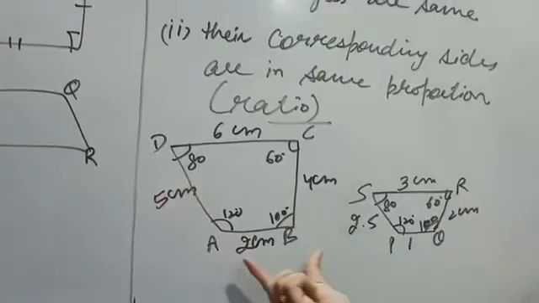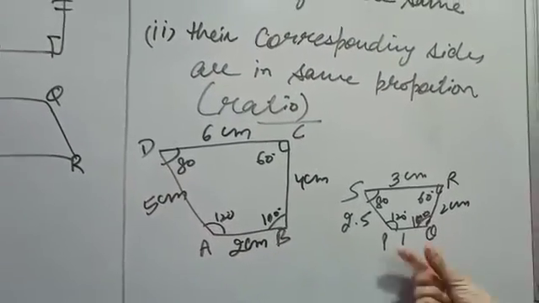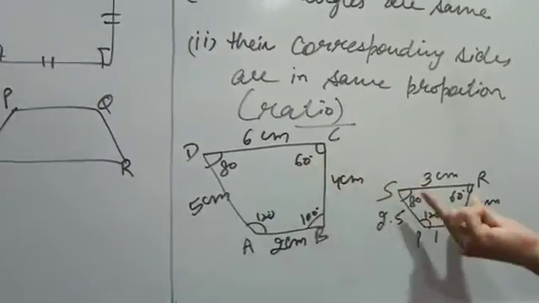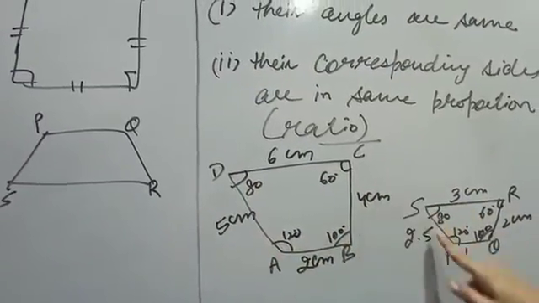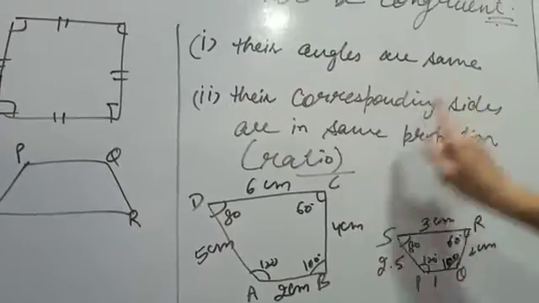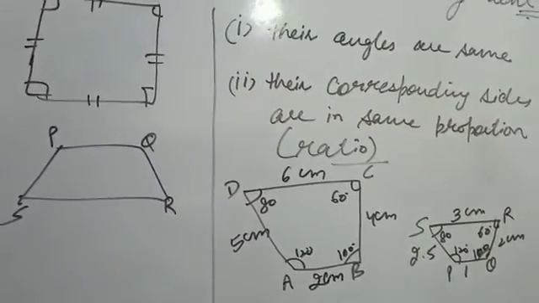If I take each and every corresponding side, AB is 2, then PQ is 1. Here is 4, half of it. Here CD is 6 and half of it, SR, is 3. And DA is 5, half of it is 2.5. So the angles are the same and the sides are in the same ratio or same proportion.